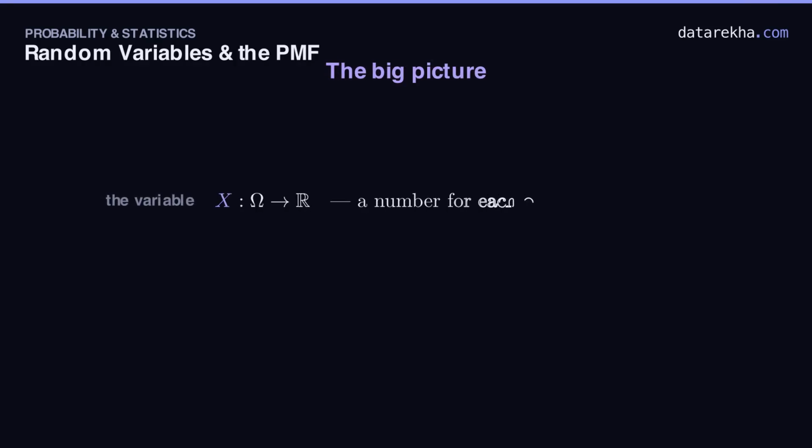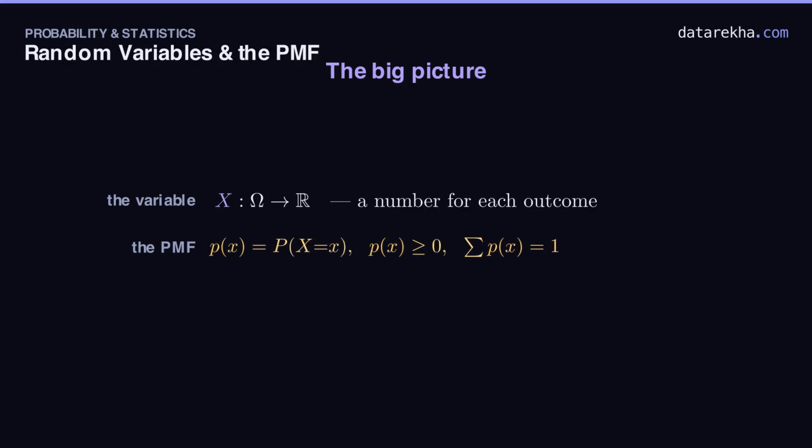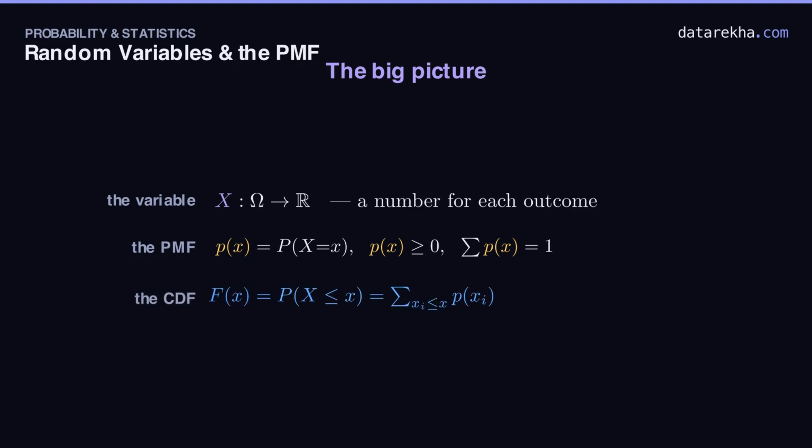Let's lock it all in. A random variable turns each outcome into a number, X from omega to the reals. Its probability mass function lists the chance of each value. Every mass is non-negative, and together they sum to 1. The cumulative distribution function is the running total. F of x, the chance X is at most x, a staircase climbing from 0 to 1, and interval probabilities come straight from the CDF by subtraction. Master these 4 lines, and discrete distributions will hold no surprises.